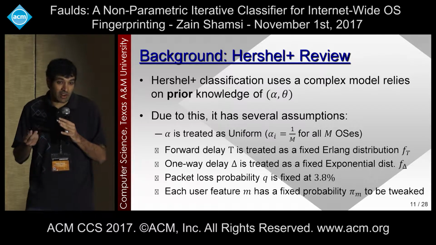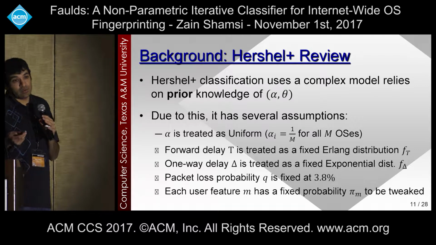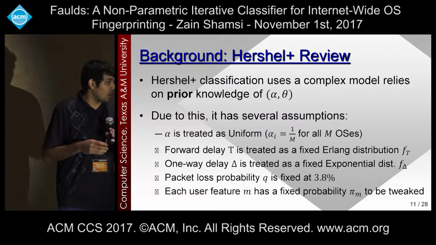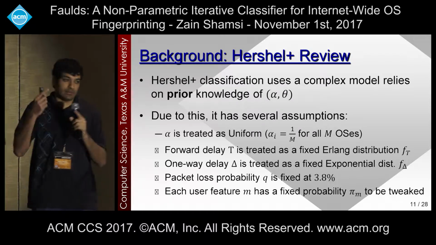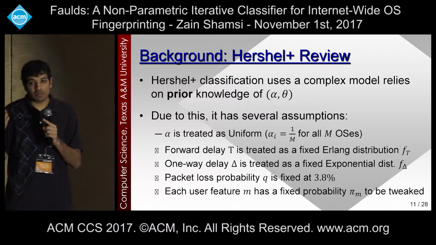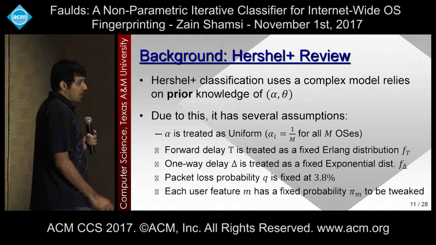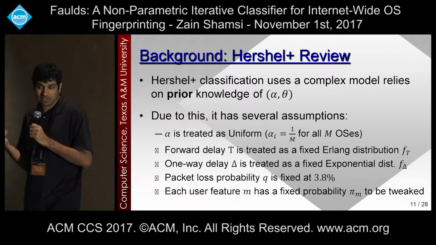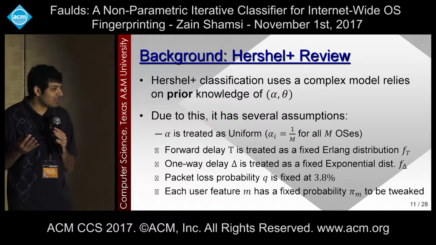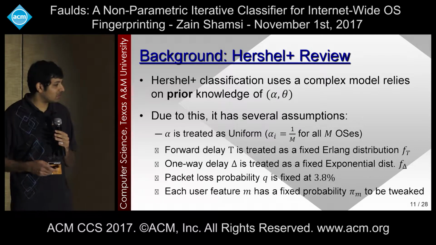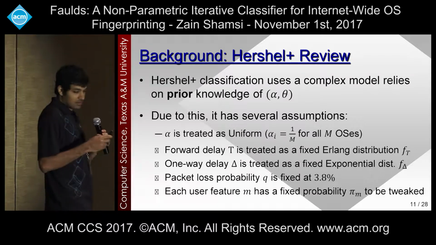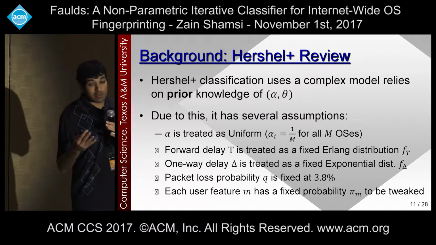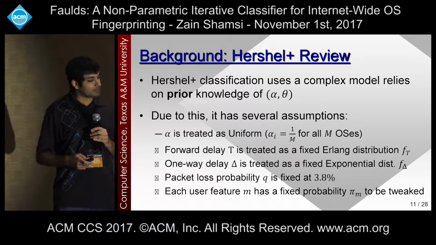Now for the internet, that's hard to come by, so it makes several assumptions, right? It says, well, we treat alpha as uniform, we treat forward delay t as a summation of 2 exponential distributions, so we get a fixed Erlang. One-way delay is treated as a fixed exponential. Packet loss is fixed at 3.8%, which is from a Google study in the past. And each user feature has a fixed probability pi to be tweaked.